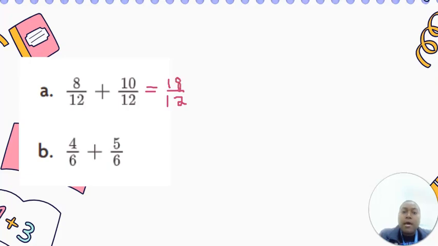And then we simplify this. You might see this as an answer on a test, but just in case you don't see the answer, let's go ahead and simplify that. We can ask ourselves how many groups of 12 can we make in 18? Or as one of my students put it, they know that 12 over 12 equals 1.